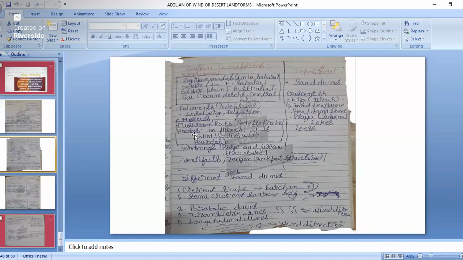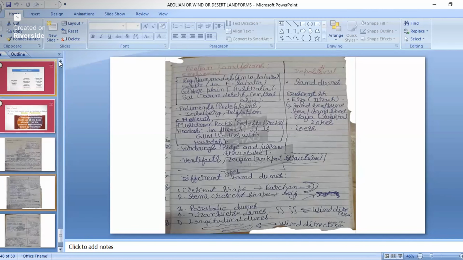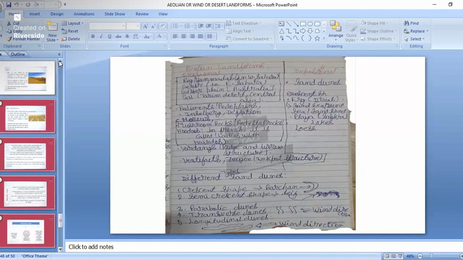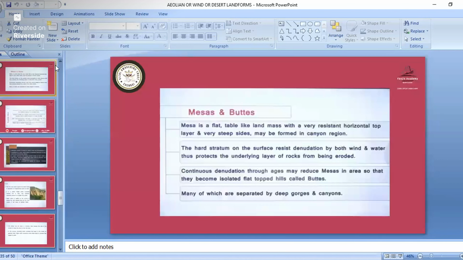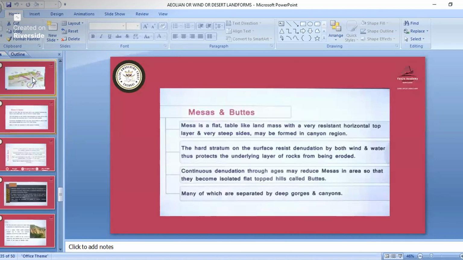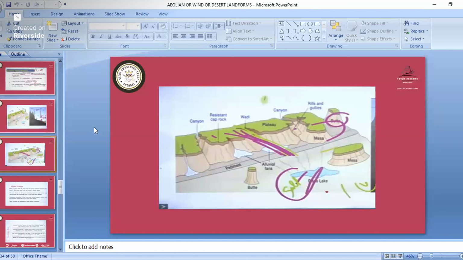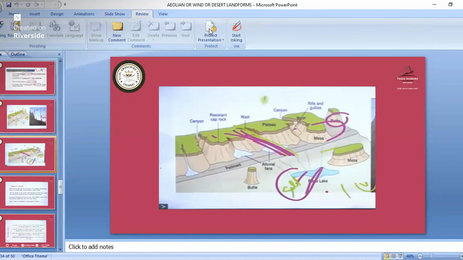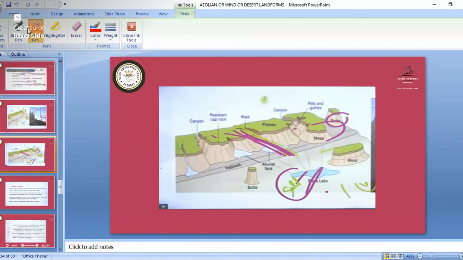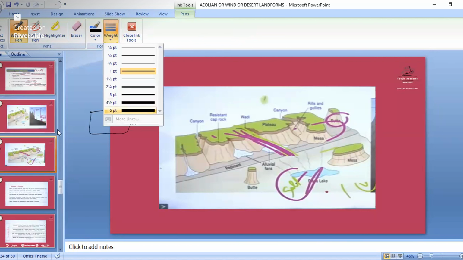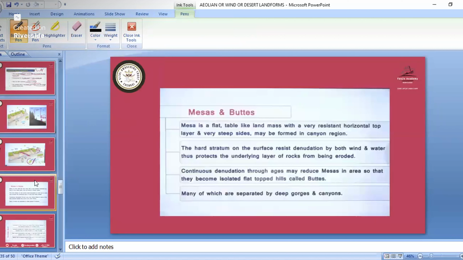Yesterday we finished the mushroom rocks and all this. So today we'll see the other parts, all those which were left. Yesterday we finished the buttes and mesas. Mesas are where erosion is happening in a rectangular shape, like a 90-degree angle. The bigger parts are the mesas, and the smaller parts are known as the buttes. Okay, we finished this one.